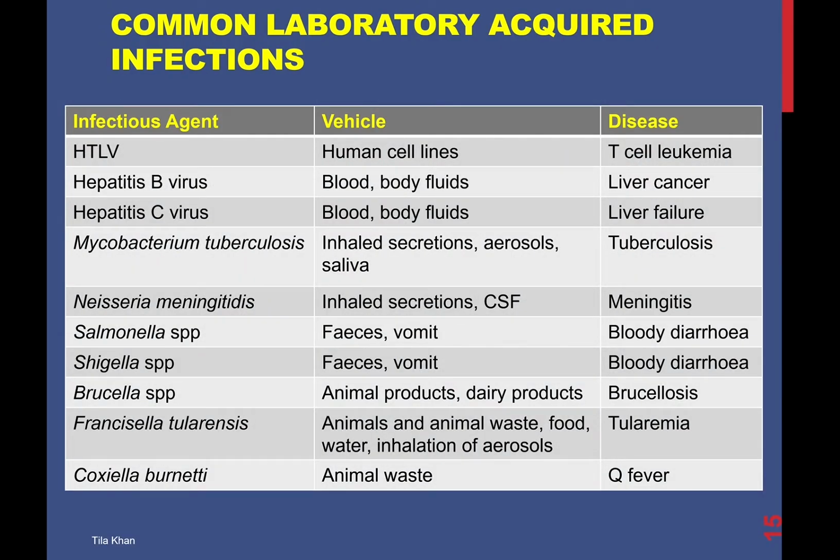This slide shows the common laboratory acquired infections. This topic will be dealt with in detail in your last class on case series. I would just say that human cell lines may transmit human T lymphotropic virus that causes T cell leukemia. And blood and body fluids may contain hepatitis B virus. Hepatitis B virus is the major cause of liver cancer, and hepatitis C virus causes liver failure.